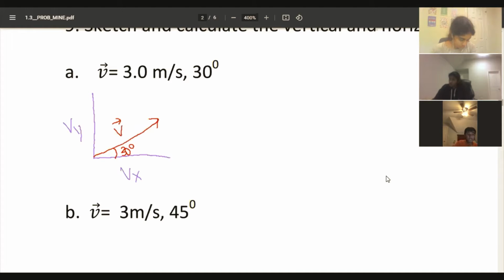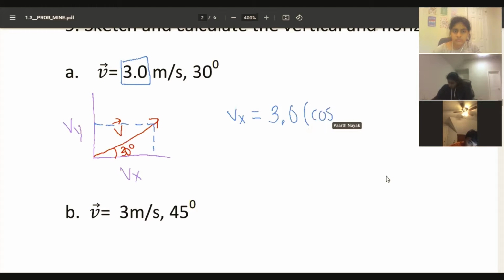And in this situation, what exactly are we trying to find? We're trying to find the horizontal and vertical components. Once again, horizontal would be your X and vertical would be your Y, I believe. So let's connect those points so that we can get our Vx and our Vy. So the next thing that we would do is set up our equation. So Vx equals 3.0, right? Because that's the magnitude of the vector that we've been given, times cosine of 30.